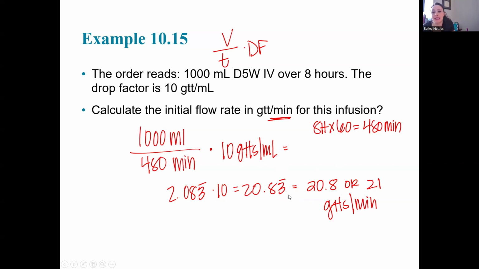Depending on how the question is asked, the question will tell you how to round. Do you round to the tenths? Do you round to the hundredths? Do you round to the whole number? Okay, so that's why I put a couple options up here. But this will give you the drops per minute.